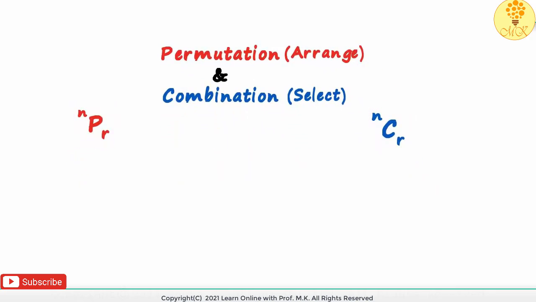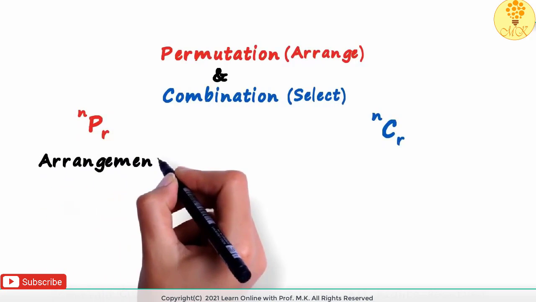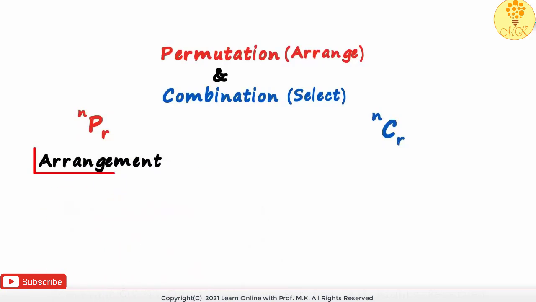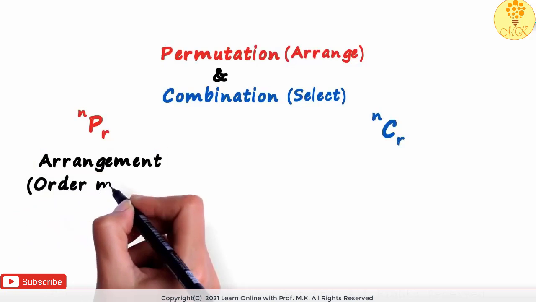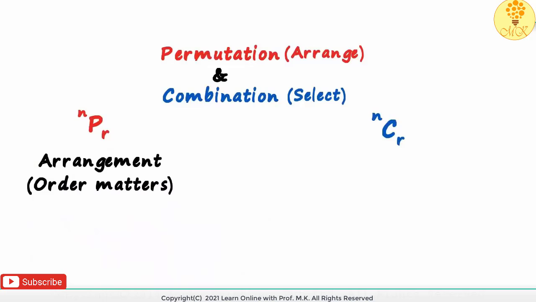Permutations is about arrangement. But what does this arrangement tell us? What is it that explains this word? It tells us that the order matters. The order in which the things are placed matters. ABC and ACB will be different. 1, 2, 3 will be different from 2, 3, 1 and so on.